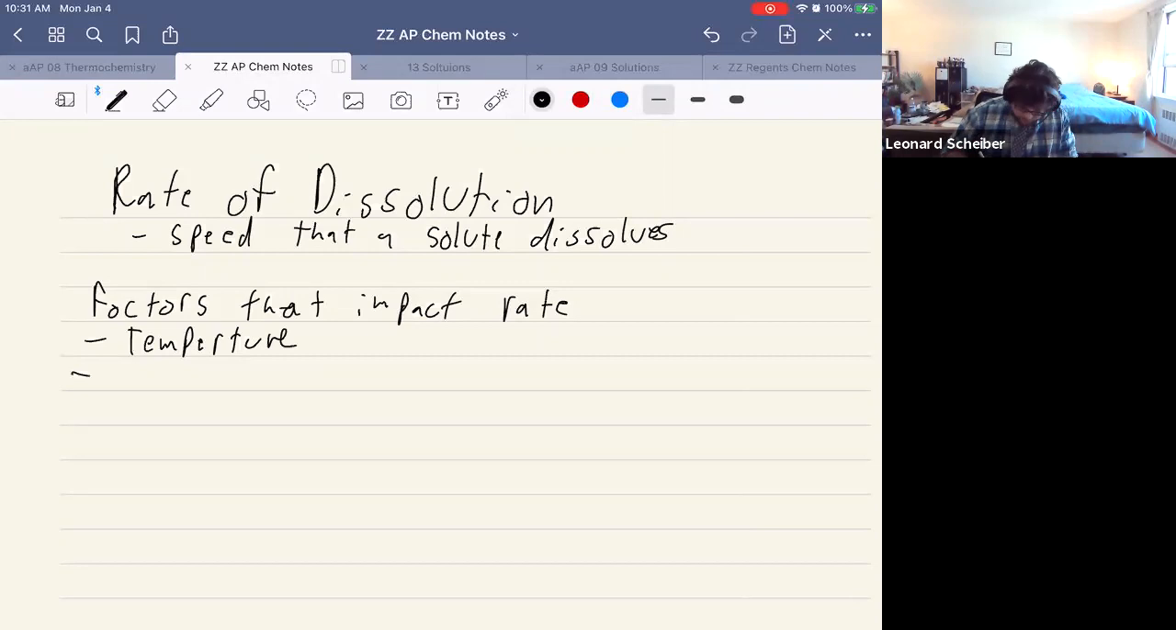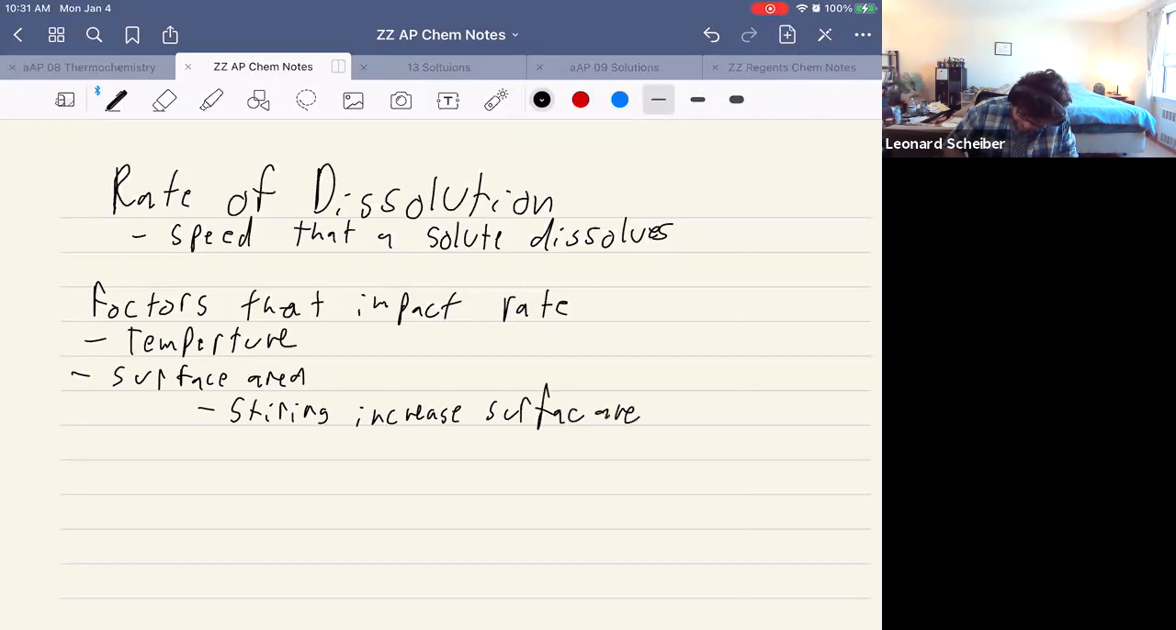For example, surface area. Stirring increases surface area, right? It increases the surface area of the solute. So when you stir it up, that's why all that salt dissolves faster. Also, you know that if you try to dissolve a cube of sugar as opposed to a packet of sugar, the packet of sugar is going to dissolve much faster than the cube of sugar, right? Surface area of the solute.